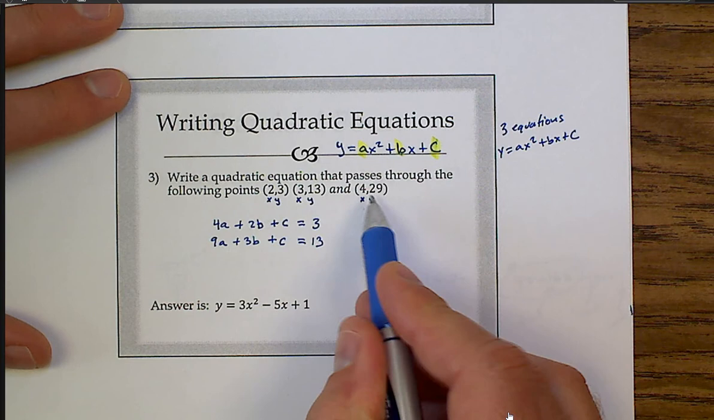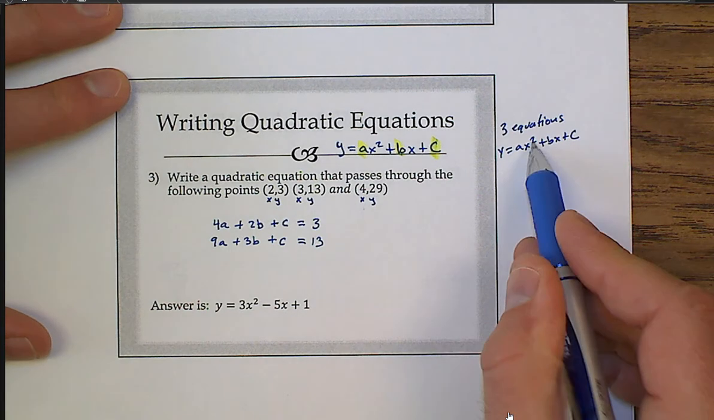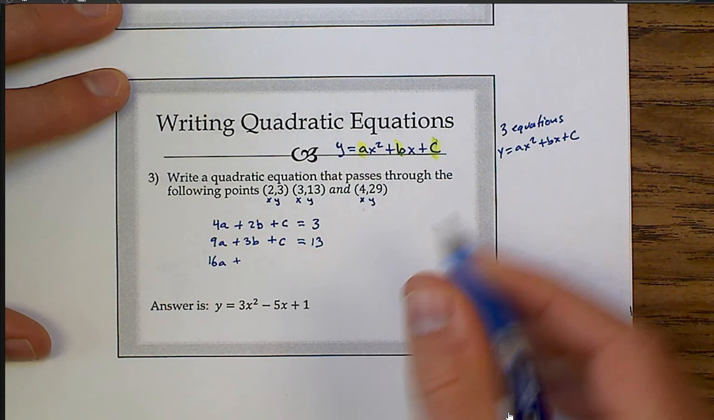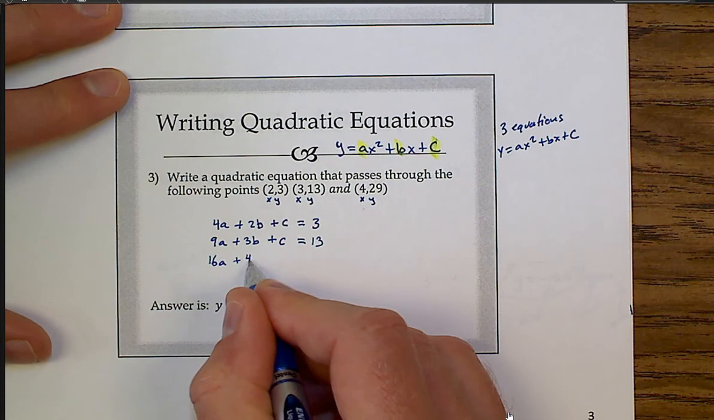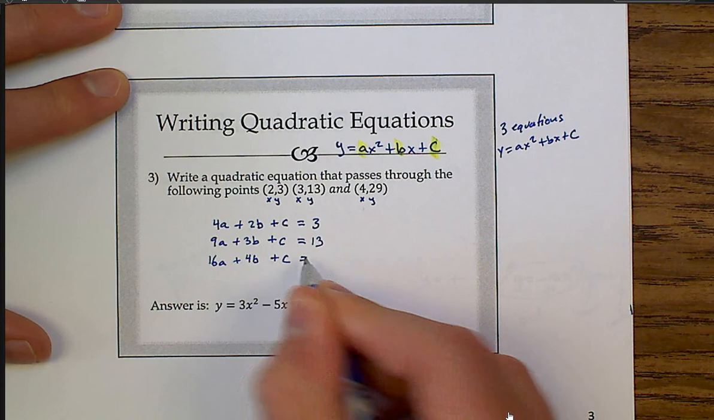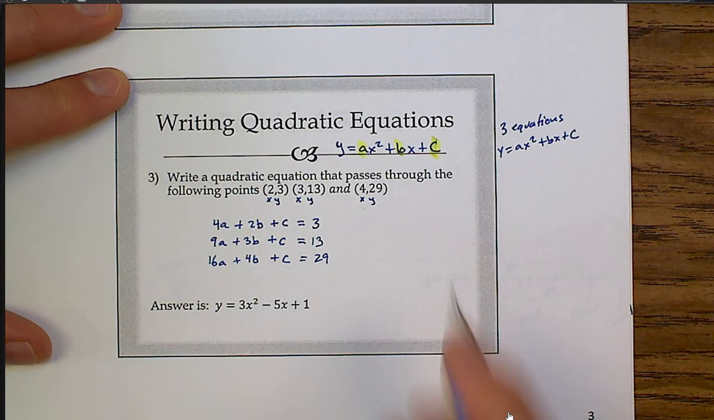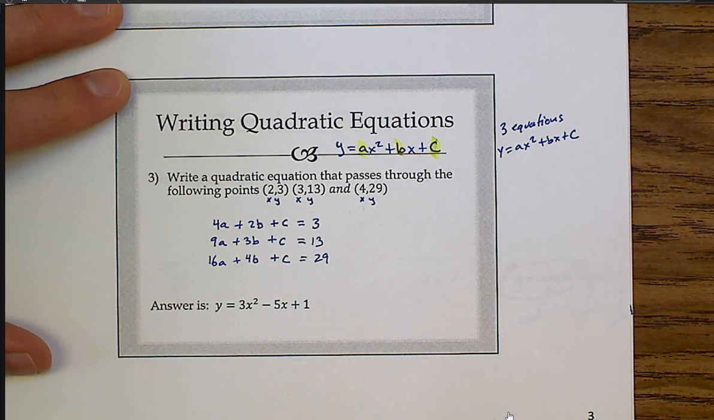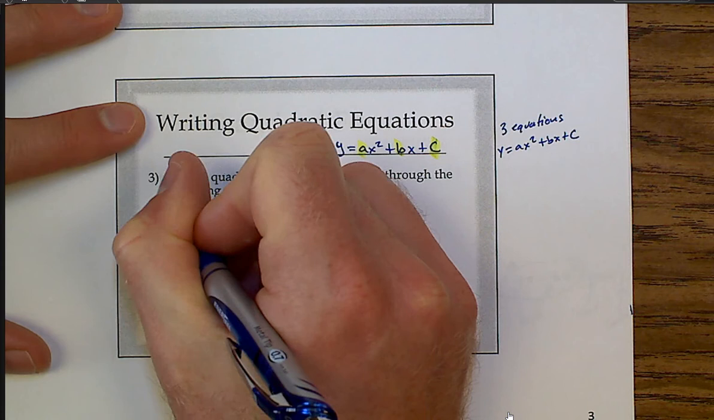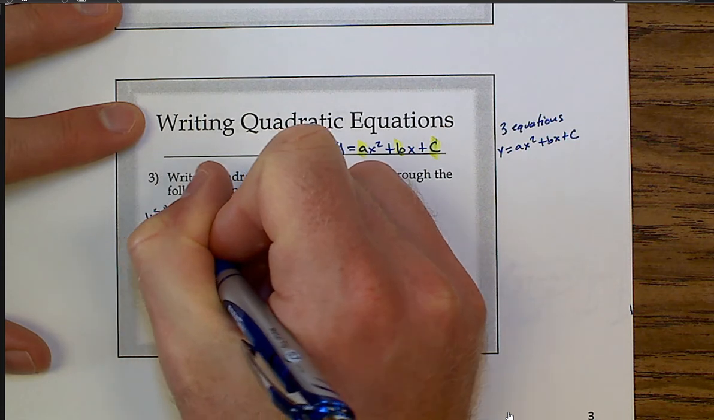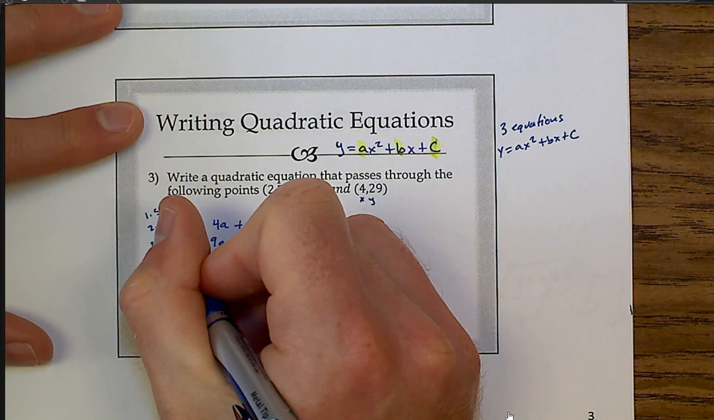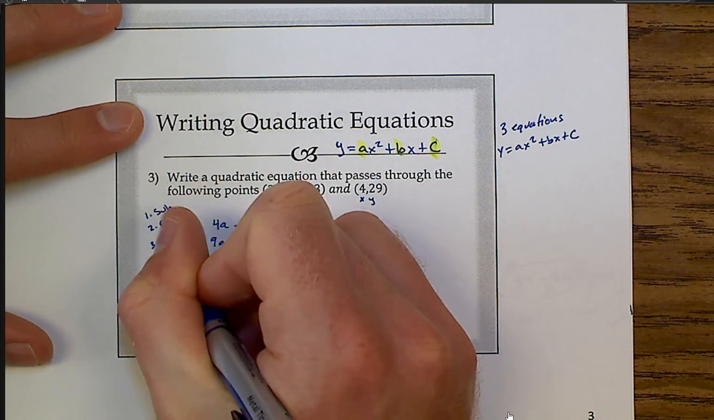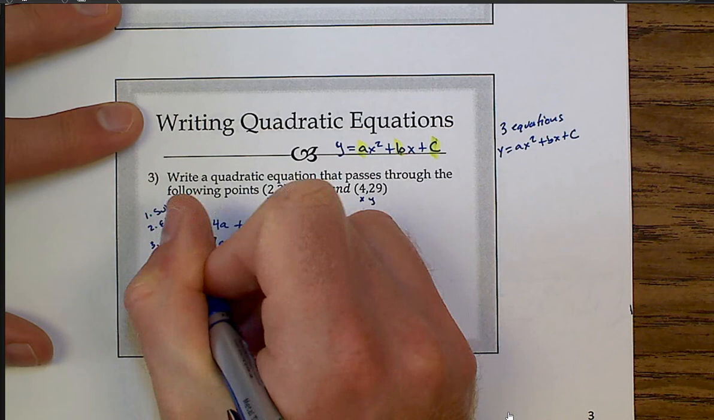Here's my third point. So plug in 4 for x. 4 squared is 16a, plus 4 times b would be 4b. Don't know what my c value is, and my y value is 29. Now, what does that look like to you? That looks like a system of equations with 3 unknowns, and so we need to solve this for a, b, and c. Now, you can use substitution, you can use elimination, you can go down that path, but what I'm going to do is use my graphing calculator, and I'm going to use matrices. Okay? Make your life way easier.